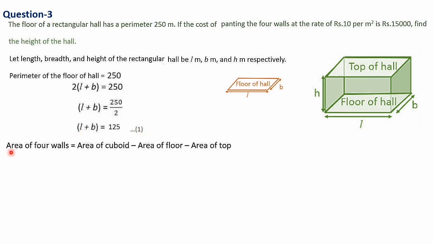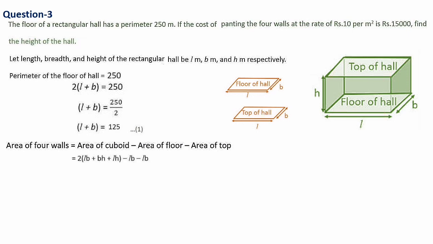Then the area of the 4 walls, that much only we are painting. Area of 4 walls means the total surface area of the cuboid, from which we remove the areas we need not paint. So of the total 6 faces of the cuboid, the floor we need not paint, and the top also not, because it is mentioned that only the 4 walls are painted. So the area of the floor and the area of the top are to be removed; for both, length and breadth are involved.